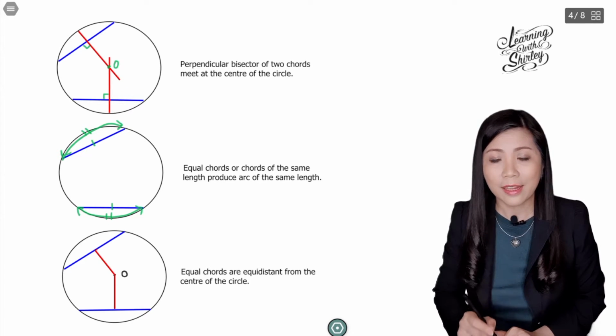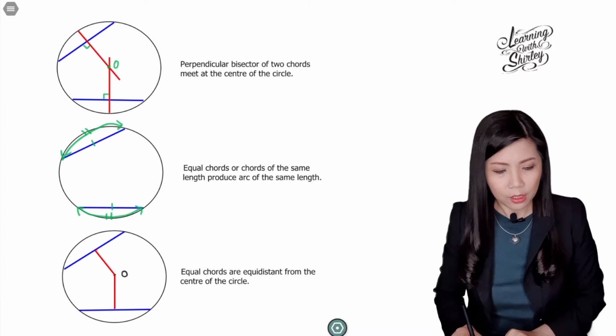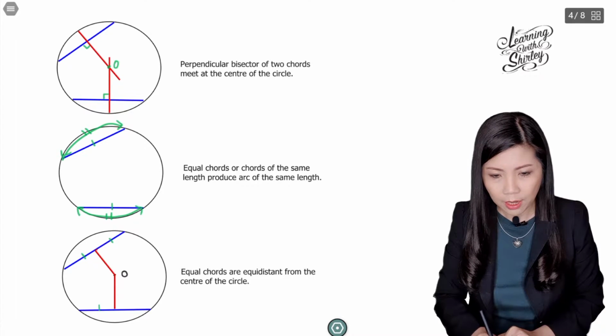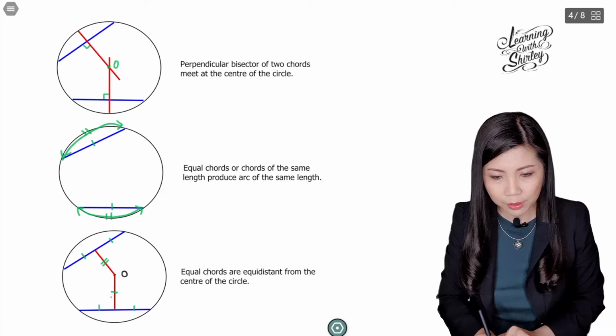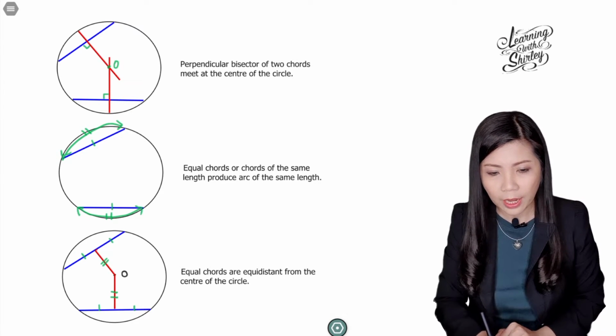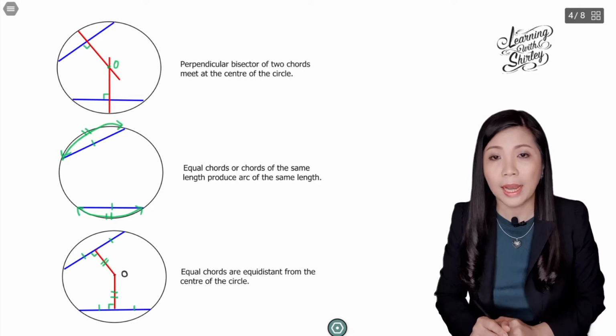Next, equal chords are equidistant from the center of the circle. So if the arc here, this and this are the same, it will form, this will be the same too. So it's equidistant from the center. And this is 90 degrees because it's a perpendicular bisector.